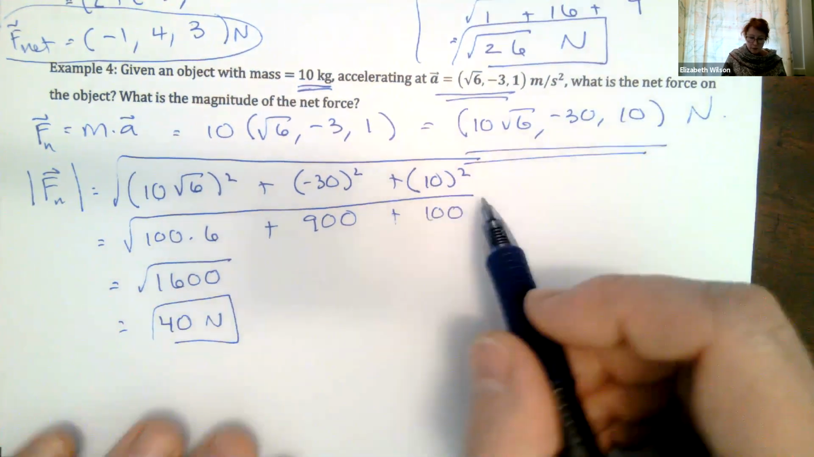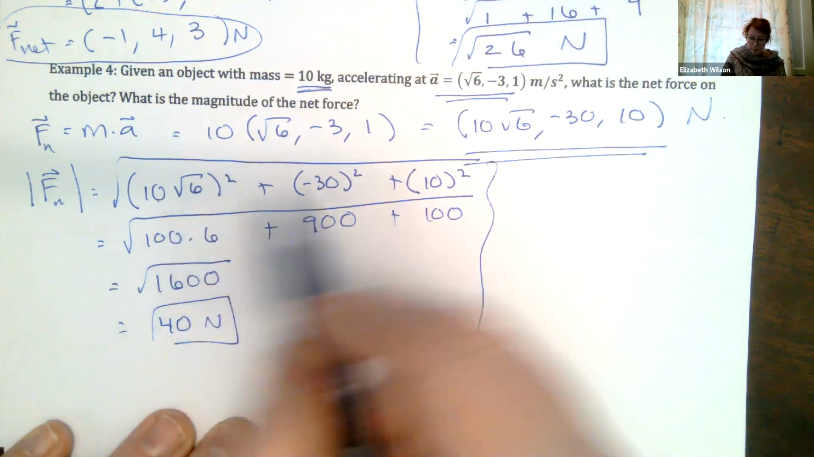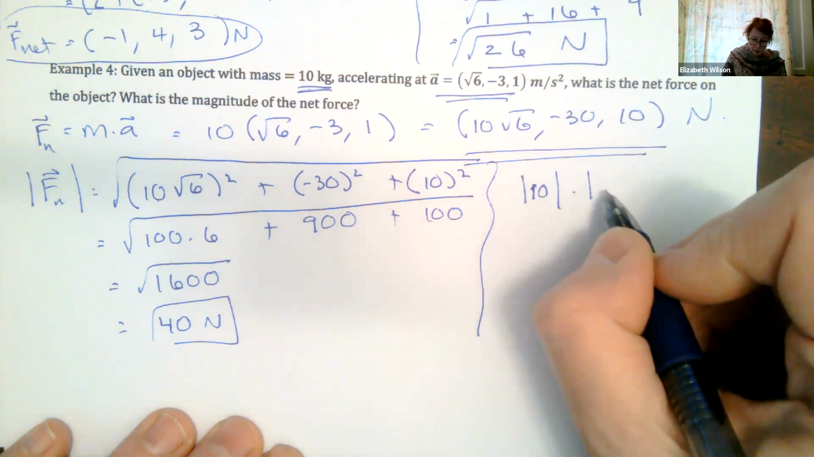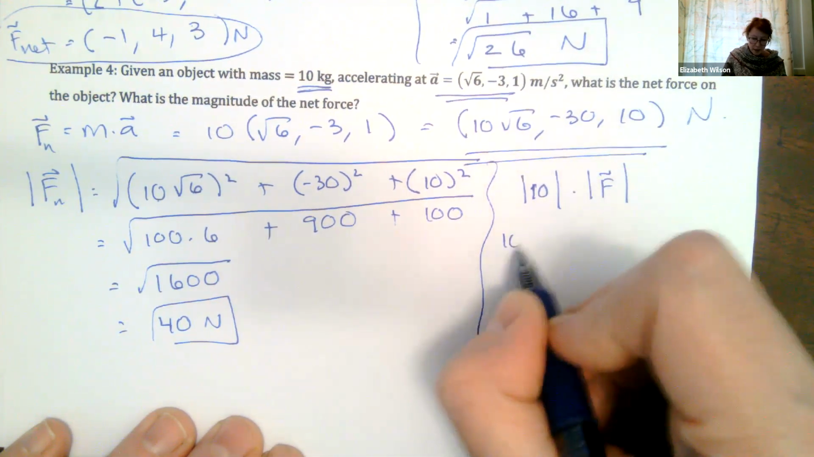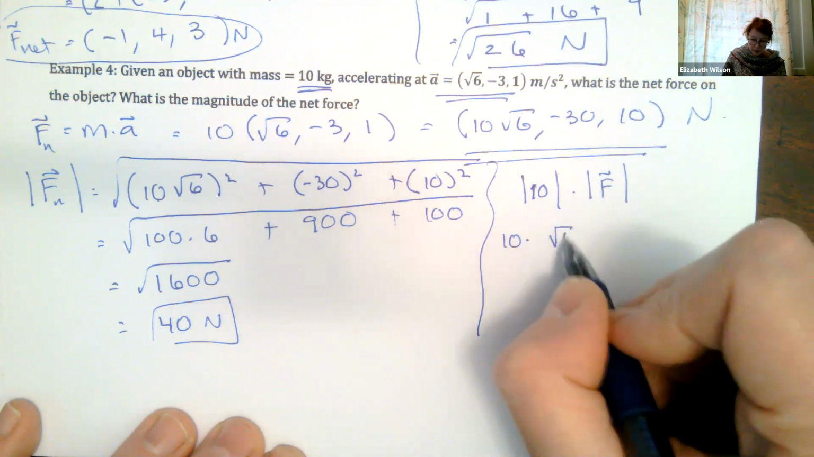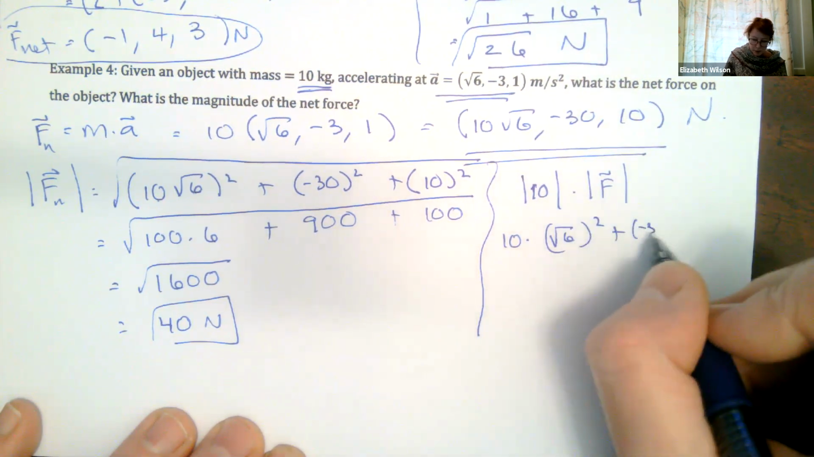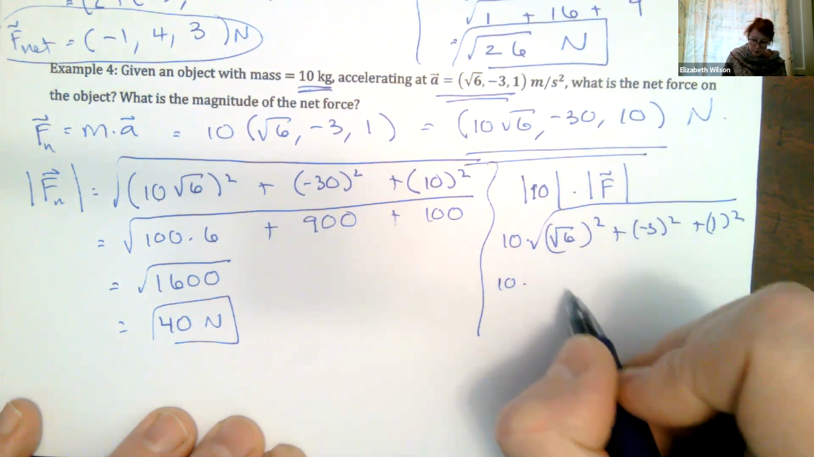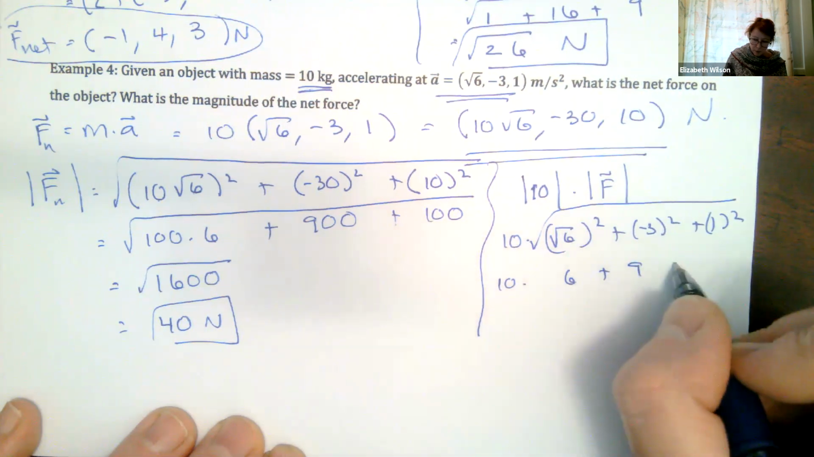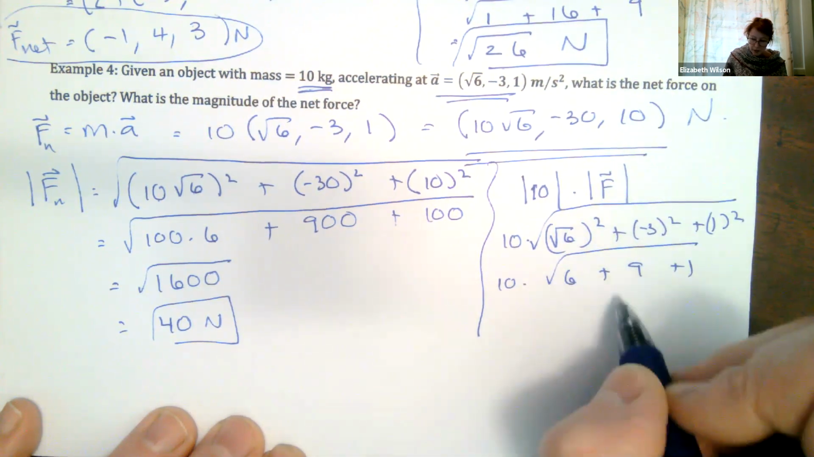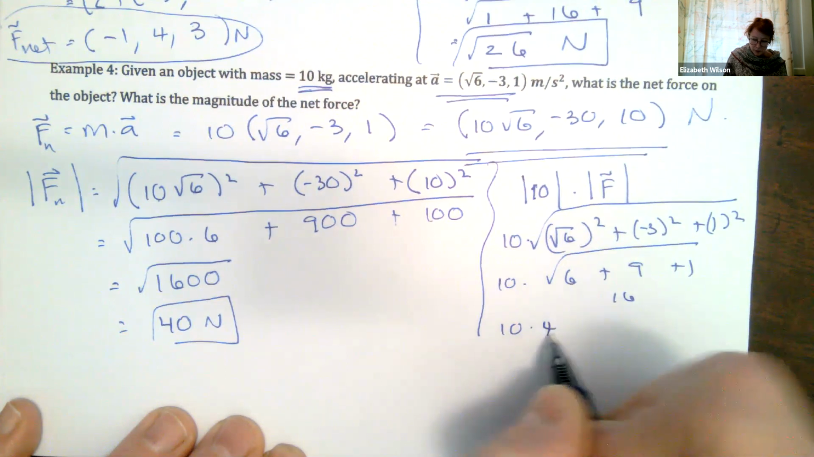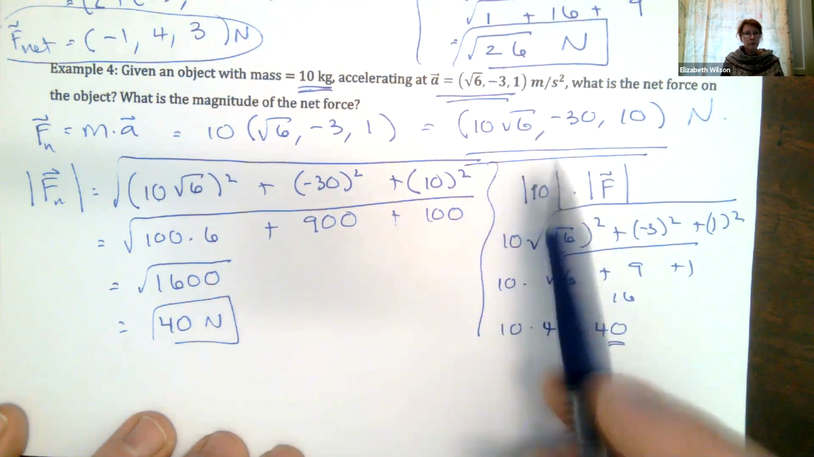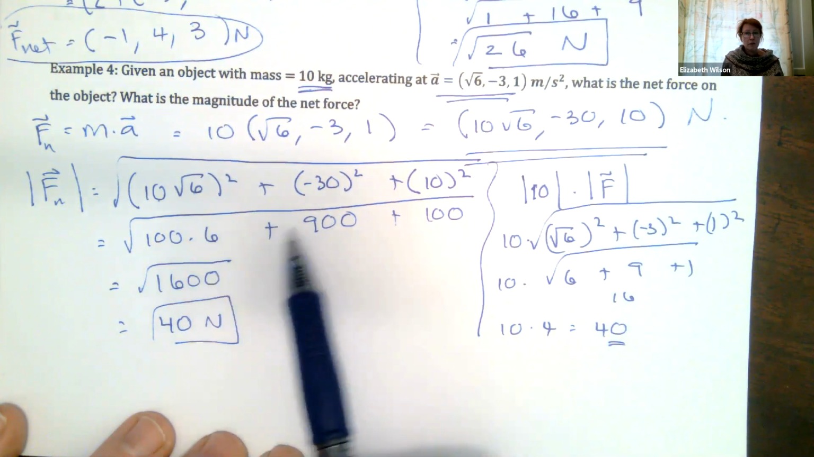You can imagine, if I factored out my 10, so if I said the absolute value of 10 times the magnitude of the force, so I go 10 times radical 6 squared plus minus 3 squared plus 1 squared. So this is 10 times radical 6 plus 9 plus 1, 10 times radical 16, so 10 times 4 is equal to 40. It's the same thing, okay? So either way, however you want to think about it, this is always correct, this is also correct.